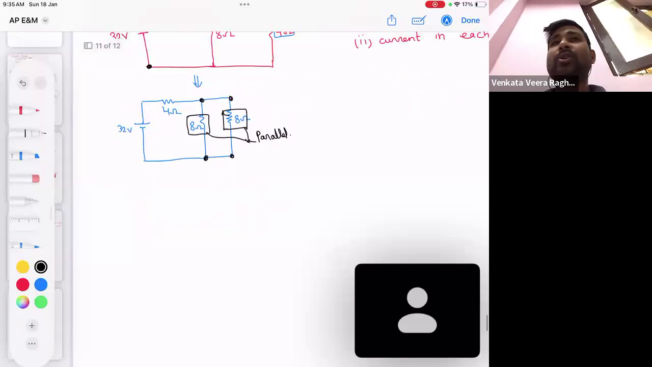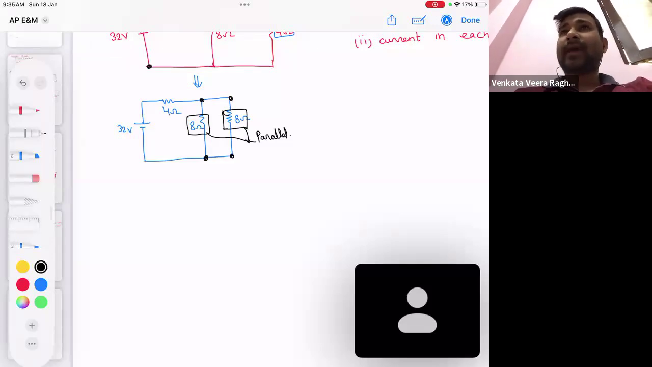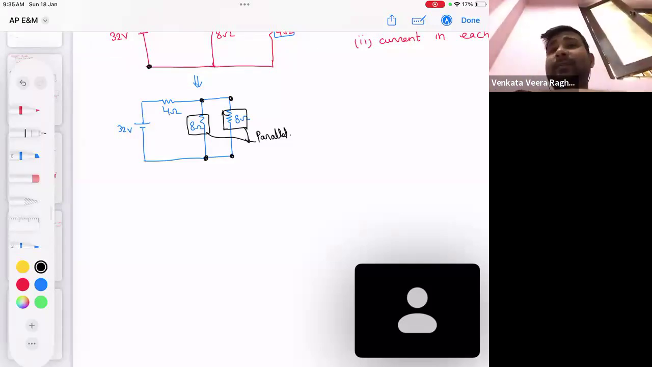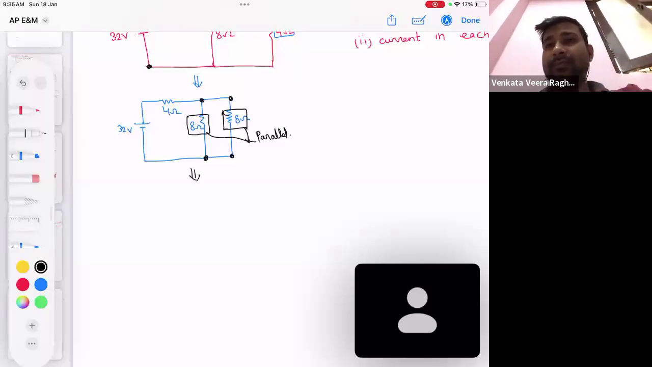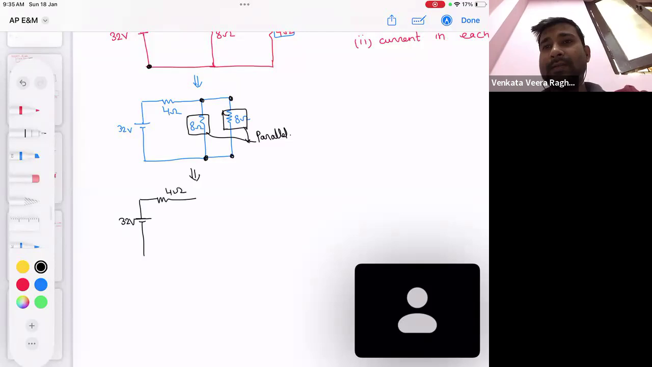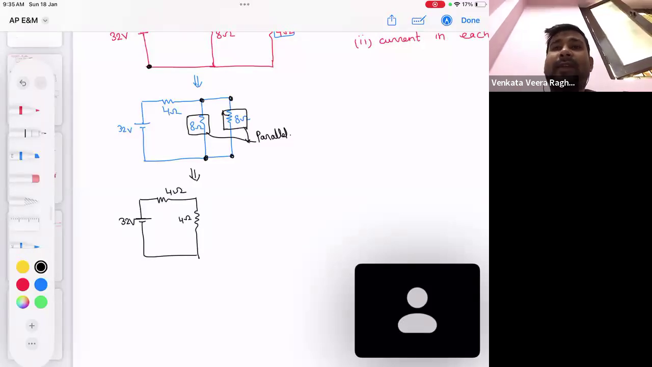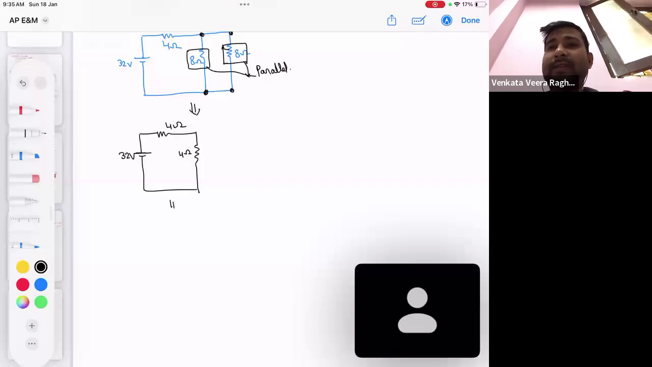So 8 ohm and 8 ohm in parallel. How much will it come? 4 will come. 8 ohm and 8 ohm in parallel, and 1 by R equivalent is 1 by R1 plus 1 by R2. So now this circuit will be further converted like this: 32 volt, 4 ohm, and this 8 ohm and 8 ohm in parallel gives me 4 ohm. Now check it finally. Is this your final circuit? What is the final circuit we have now?